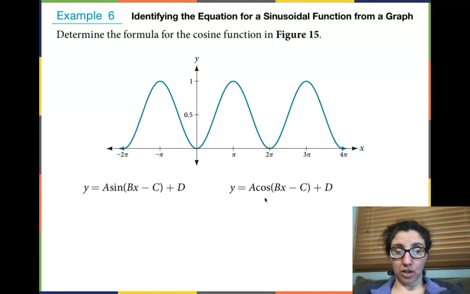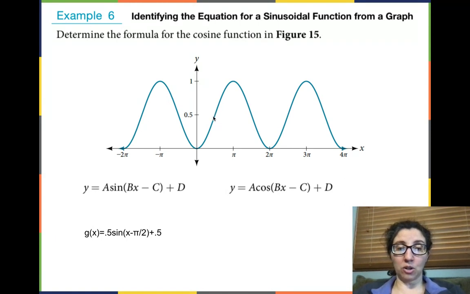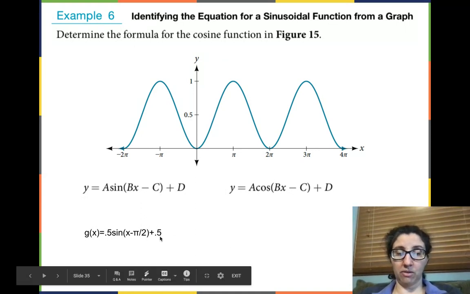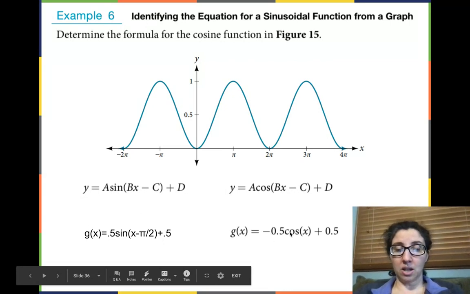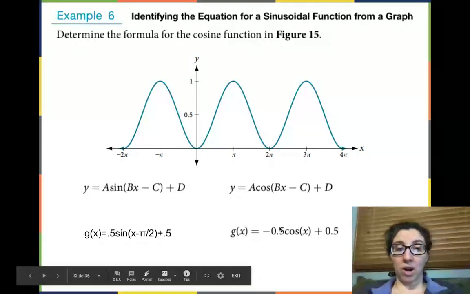They asked us to find cosine. If we wanted to find sine, it could look like this, right? 1/2 sine of x minus pi halves. If we wanted to do this in terms of sine, we could see shifting it to the right by pi halves, and then up by 0.5. But they asked us to do cosine. So this is one way we could do it. We could say that this is a reflection of the cosine curve, amplitude is 1/2, and it's shifted up by 1/2.